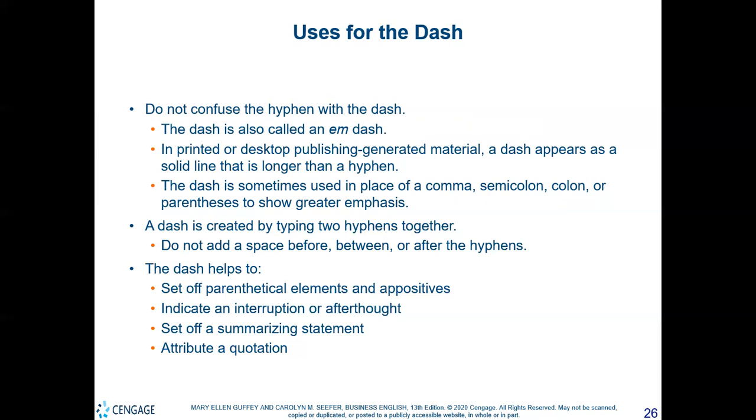A dash is created by typing two hyphens together. Do not add a space before, between, or after the hyphens. A dash helps to set off parenthetical elements or appositives, indicate an interruption or afterthought, set off a summarizing statement, and attribute a quotation.